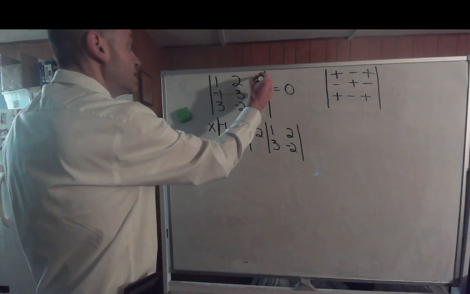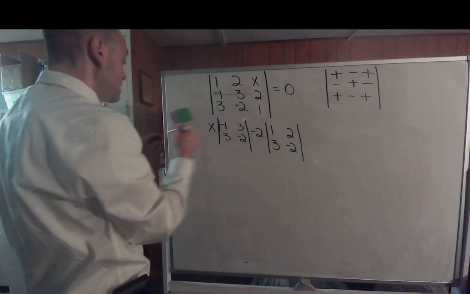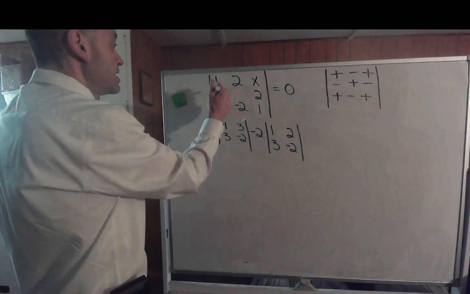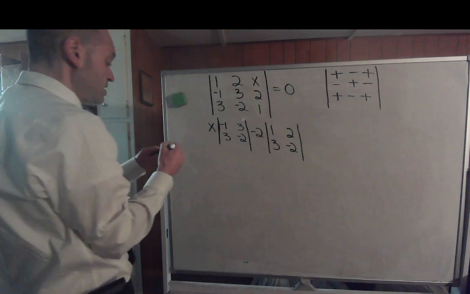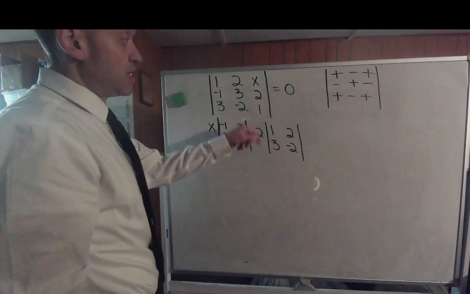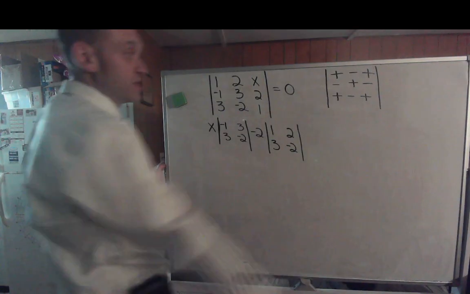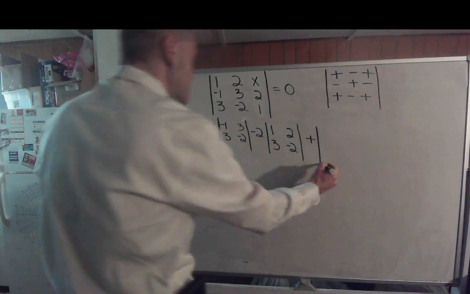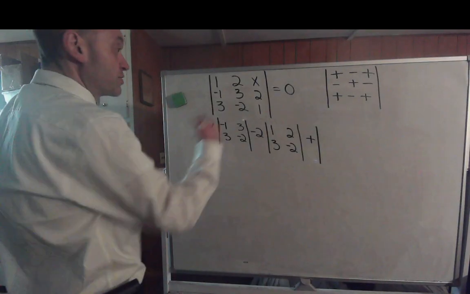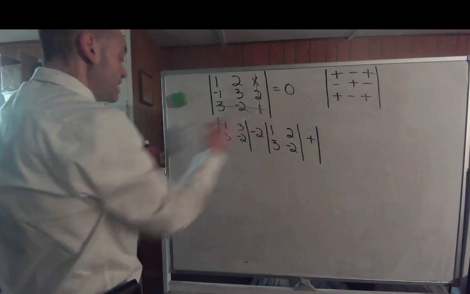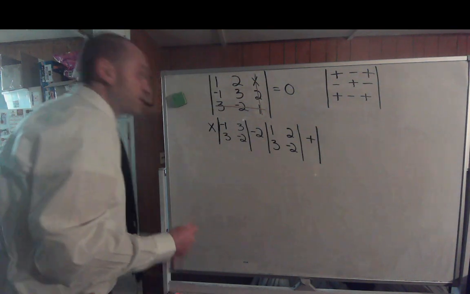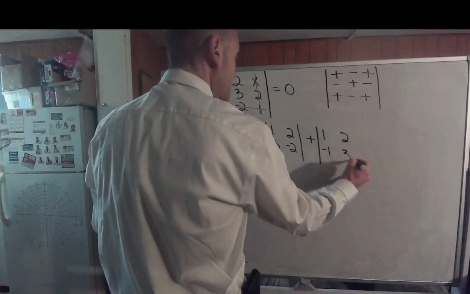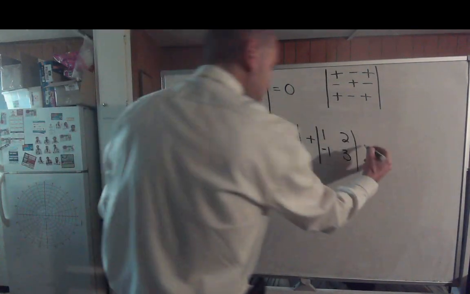Alright, so let's see. Now the last entry in the third column is a 1. According to my coefficient determinant, I need to keep positive of that 1. So that'll be plus the determinant of whatever's left when I strike out the row and column where that 1 occurs. So I'll get a 2x2 determinant of 1, 2, -1, and 3. All that needs to be set equal to 0.